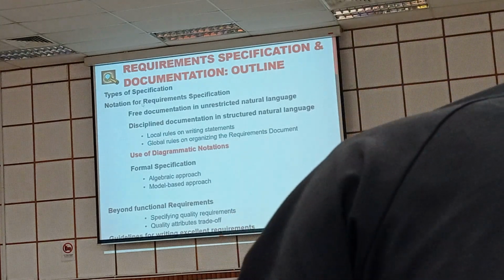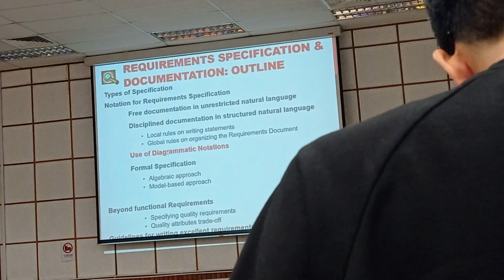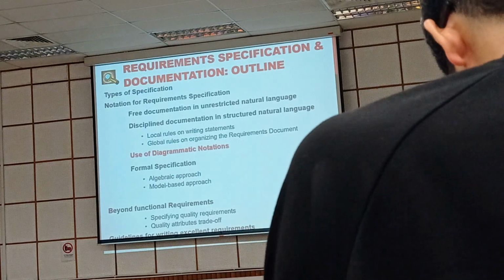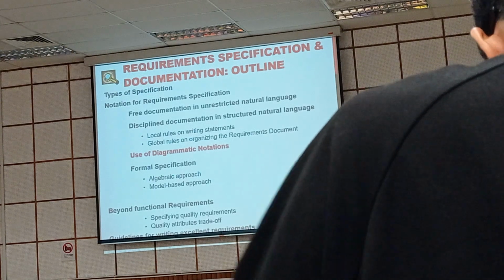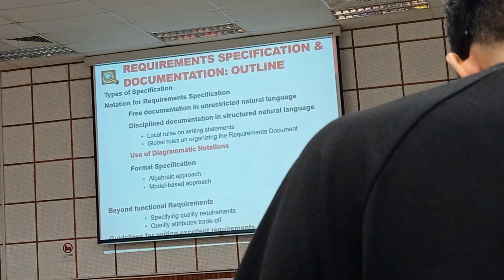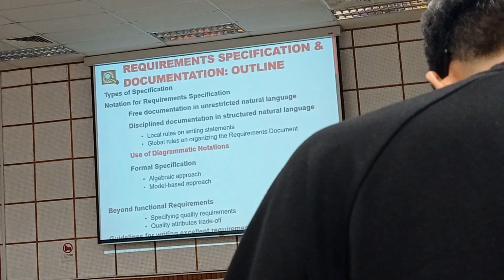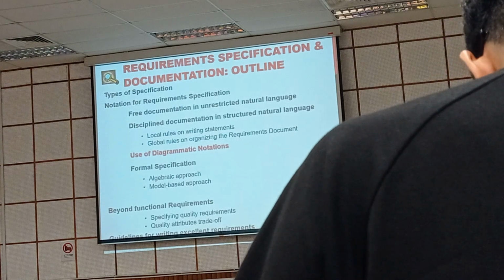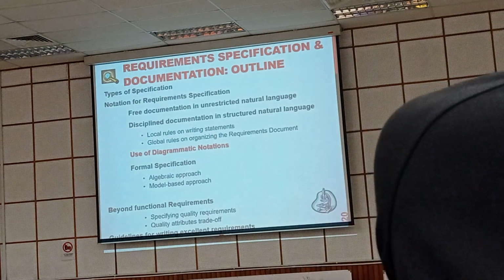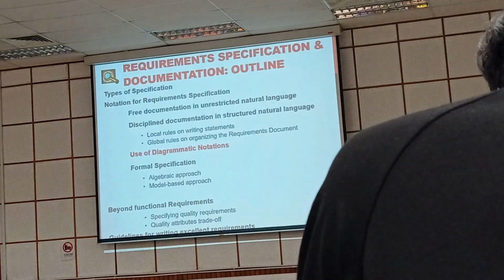So class, I have covered free documentation, and I have covered structured natural language. Now we're going to go for diagrammatic notation. For your information, diagrammatic notation is the notation that we have been using all along in this course. We are using all the UML diagrams. We also have learned some structured diagrams such as DFD, context diagram and so on. UML diagrams, what have we covered? Use case, state chart, class diagram. So here I will cover one more diagram, the sequence diagram.